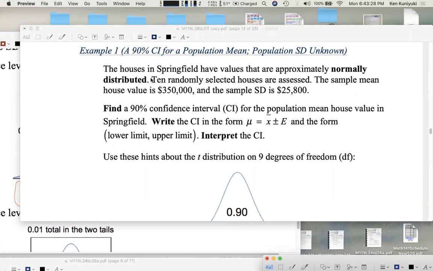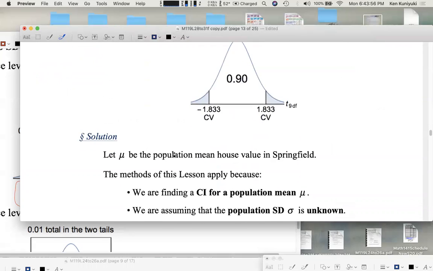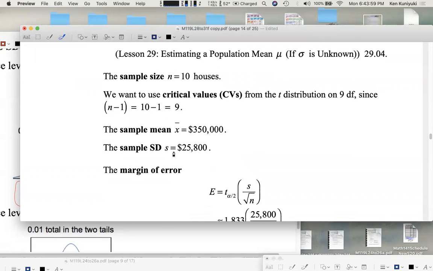Hi everyone, let's do this house assessment example on Excel. So we have these 10 randomly selected houses. We find that n is 10, right? And we find that the sample mean is $350,000 and the sample standard deviation is $25,800. And we want to find a 90% confidence interval for mu, the population mean house value in the lovely town of Springfield. Okay, so here's our key information.